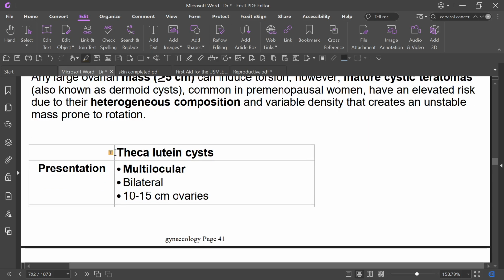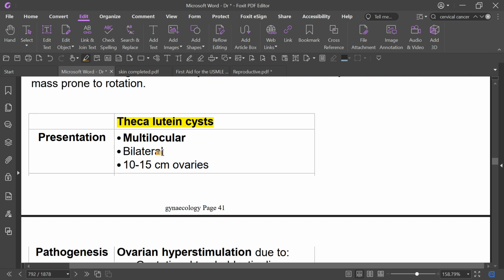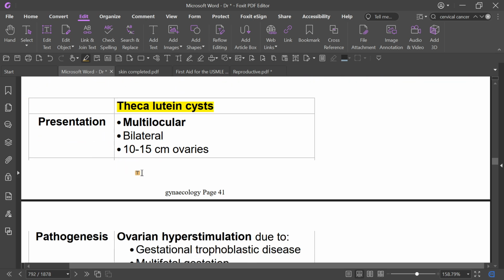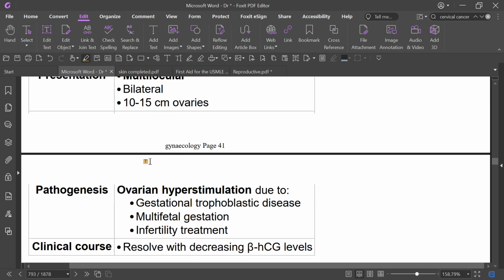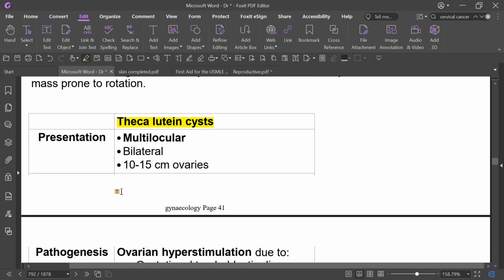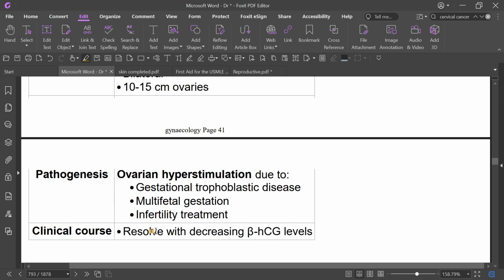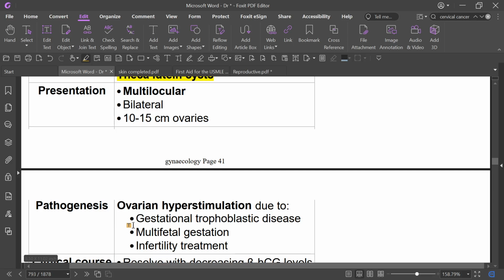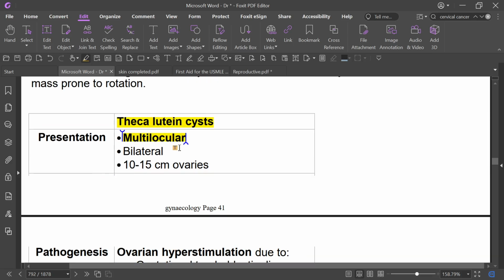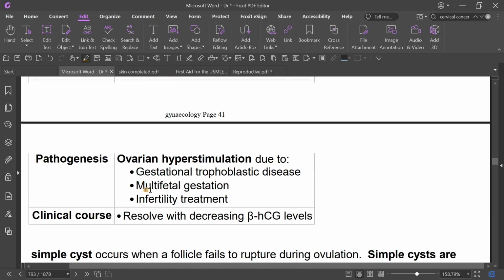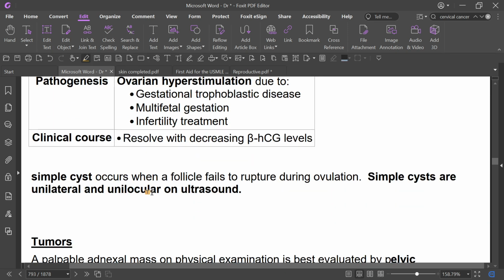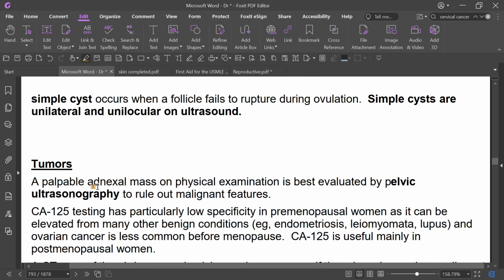Now, theca lutein cyst. It is multilocular, bilateral, 10 to 15 centimeters in the ovaries. Pathogenesis is ovarian hyperstimulation due to gestational trophoblastic disease, multiple gestation, and infertility. Theca lutein cyst resolves with decreasing beta HCG level. Simple cyst occurs if the follicle fails to rupture during ovulation. Simple cyst is unilateral and unilocular on ultrasound.